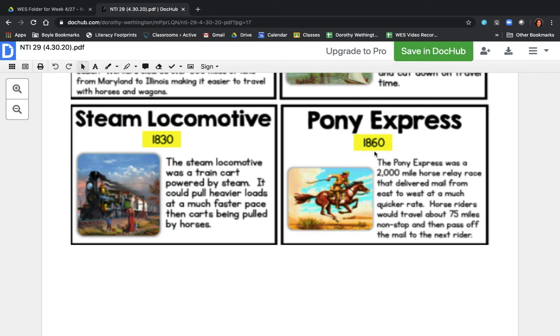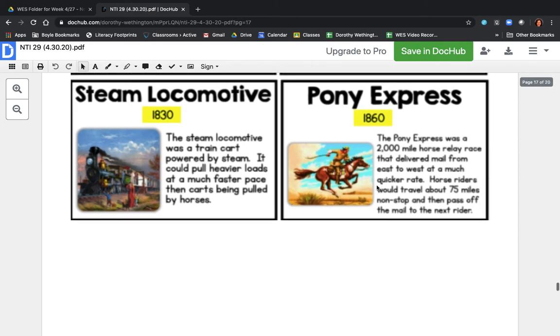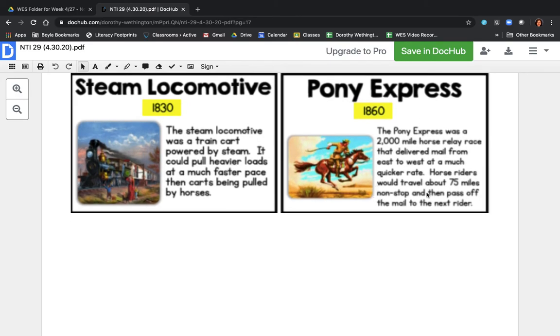The Pony Express, 1860. The Pony Express was a 2,000-mile horse relay race that delivered mail from east to west at a much quicker rate. Horse riders would travel about 75 miles nonstop and then pass off the mail to the next rider.